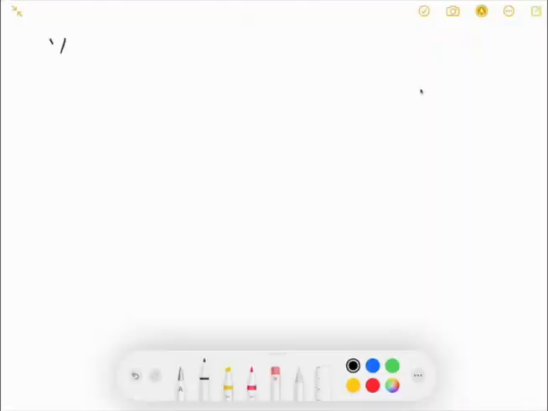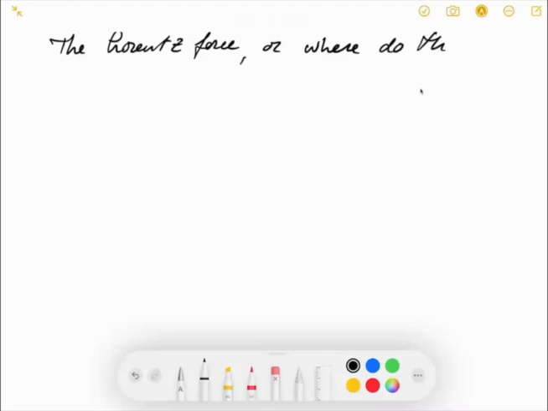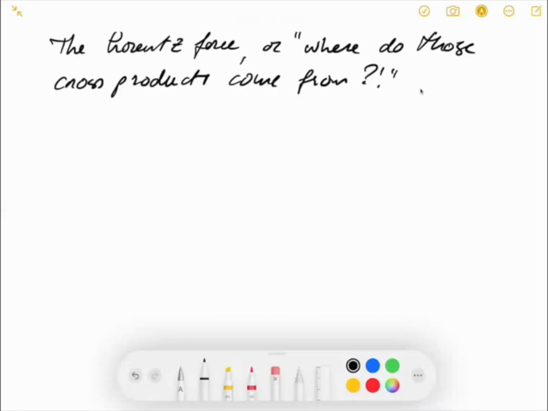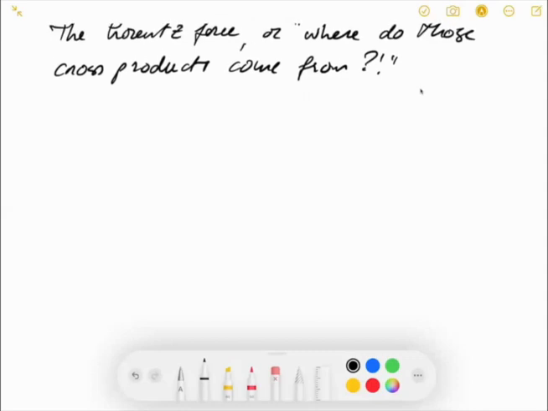All right, the Lorentz force. Where do those cross products come from? Okay, so now we have in our hands the tools that we can use to describe where that Lorentz force comes from. So let's see how this works.